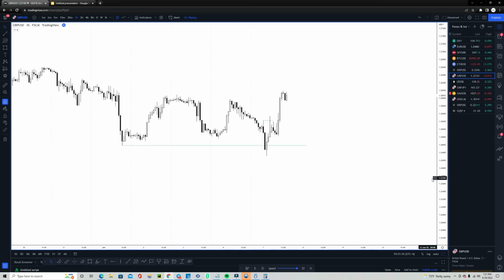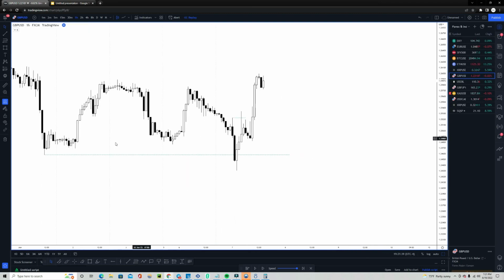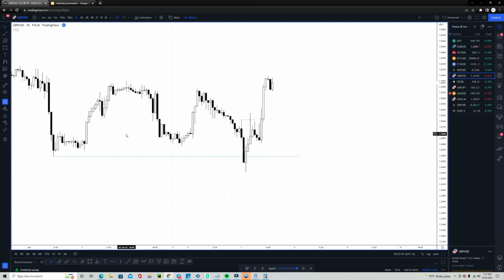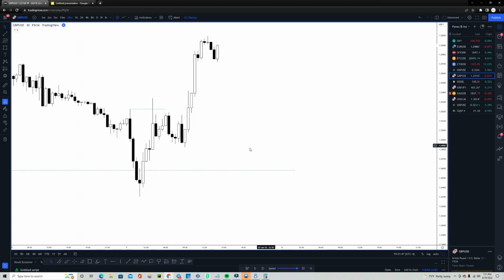Now the liquidity pool section is coming up, but this is just a little bit of a teaser. I will actually come back to this example because it had so many things going for it in terms of a liquidity pool play. But for right now, we're going to just focus on the market structure break.